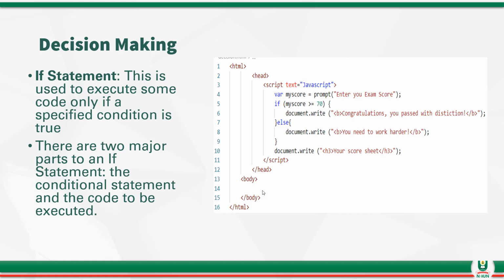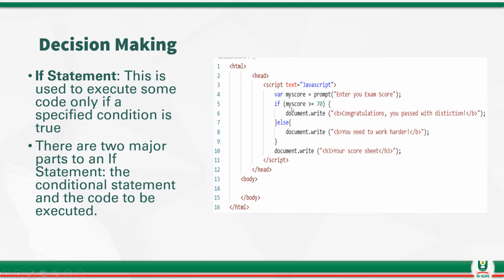Let's talk about decision making. How do you get your code to show some simple decision making? That is, if this happens, that should happen. If this does this, do that. So you do that using what is called the if statement. This is used to execute some code only if a specified condition is true. So you specify the condition, and then if it's true, the code will be executed. So the two major parts of an if statement are the conditional statement and then the code to be executed.